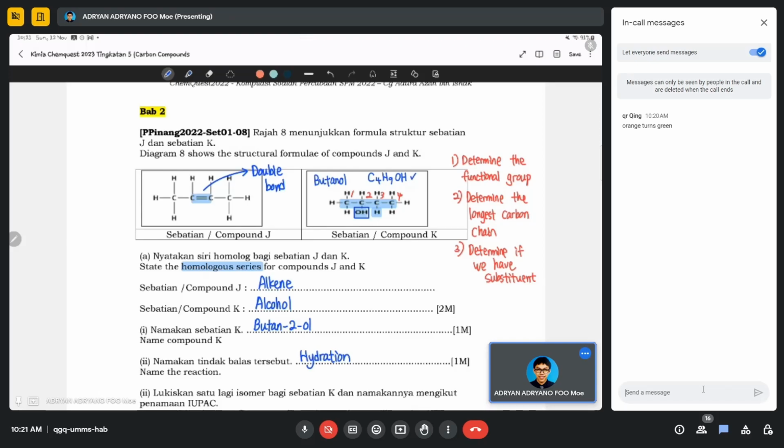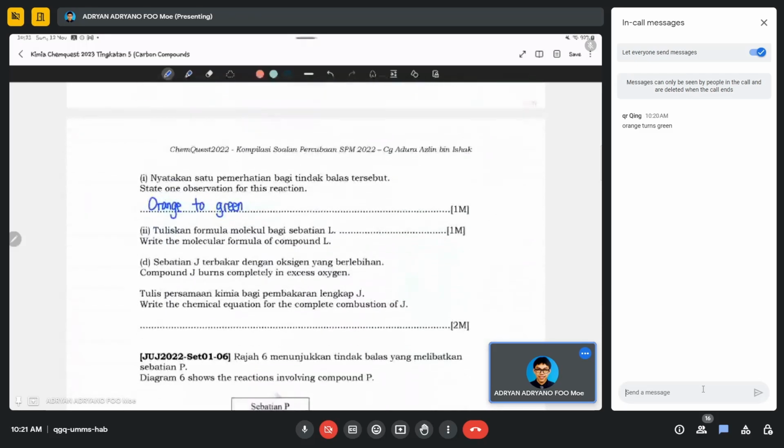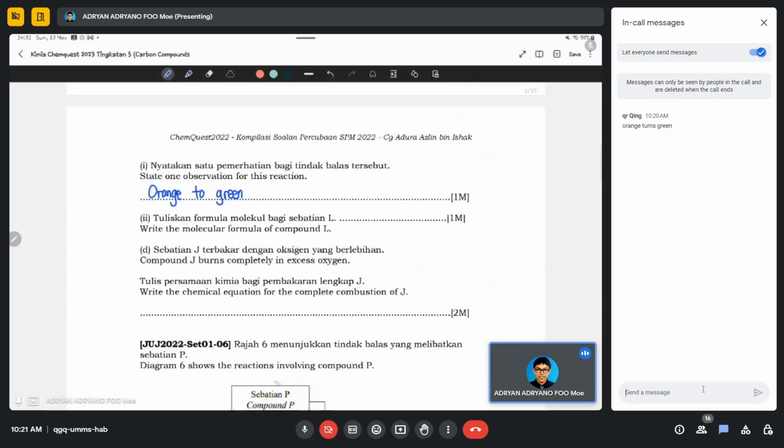Because we don't have functional group for alkane. 可是你可以写 alkane only has single bond between carbon. 这个你可以写。可是你不要提到 that the functional group of alkane is single bond. 不要。Because alkane 它没有 functional group. 它只有 single bond. Single bond is not a functional group. They are just chemical bonds. Okay? Alright, write the molecular formula of compound L.